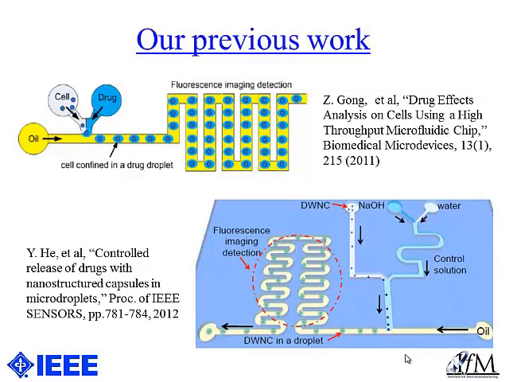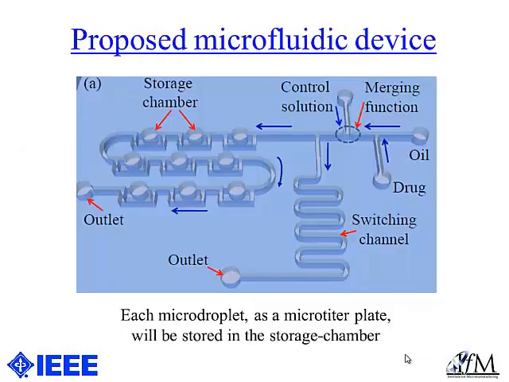Our previous work, including generating those droplets, observing their fluorescent image on the microscope, and also control the drug release within each droplet. However, those designs cannot trap those droplets in a certain place and monitor the drug release in real time for a long period of time, which will be critical in the future to observe the drug effect on a single cell. Here is our new design.